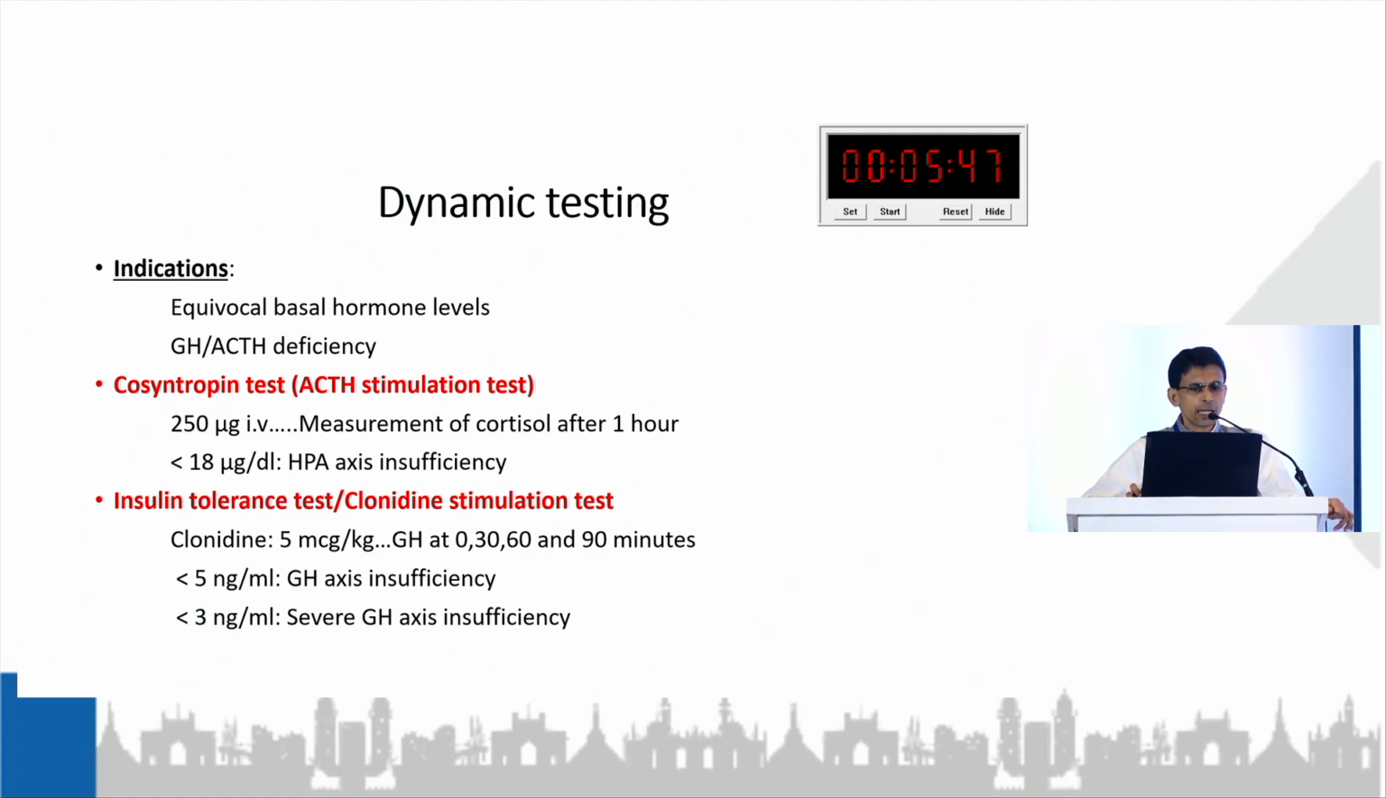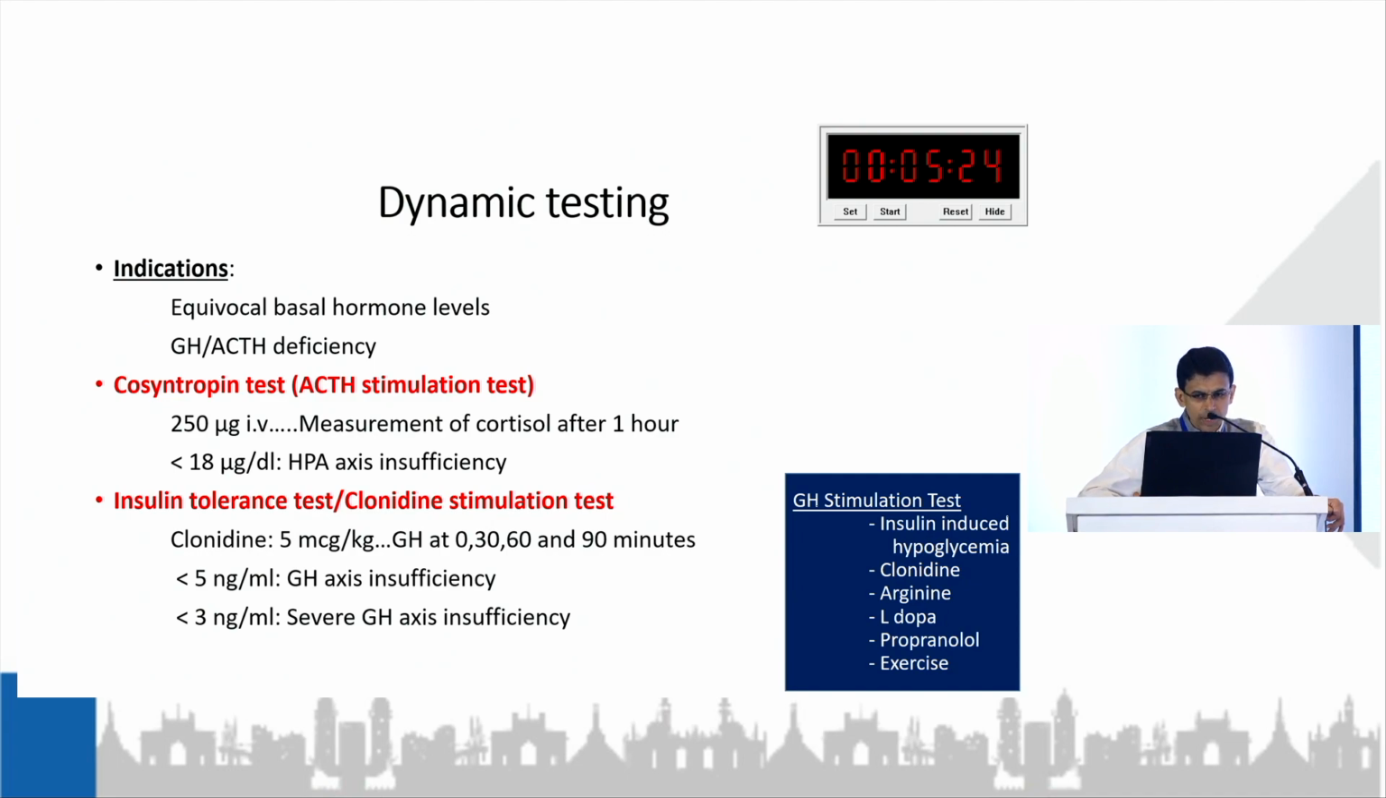Coming to dynamic testing, when the baseline tests are not enough to diagnose hypopituitarism, we have to go for dynamic testing, especially when the basal hormone levels are equivocal, especially with respect to growth hormone as well as ACTH deficiency. Cosyntropin test: 250 microgram IV of cosyntropin, and you can measure the cortisol after 1 hour. In case of adrenal insufficiency or pituitary cause of adrenal insufficiency, the cortisol will come as less than 18 microgram per deciliter.